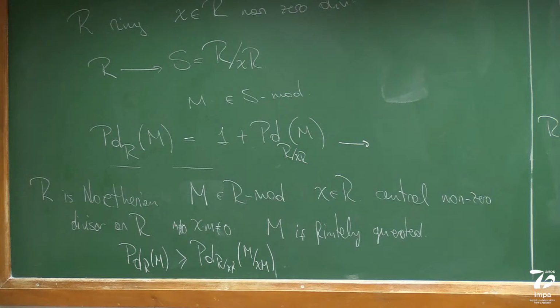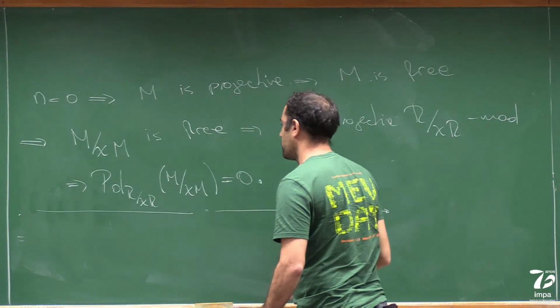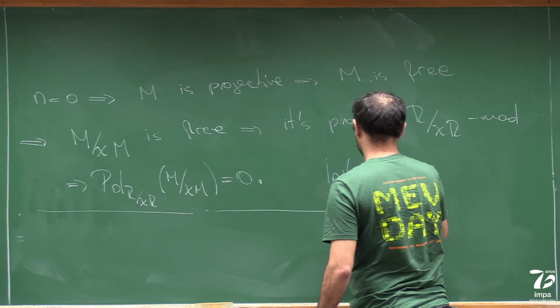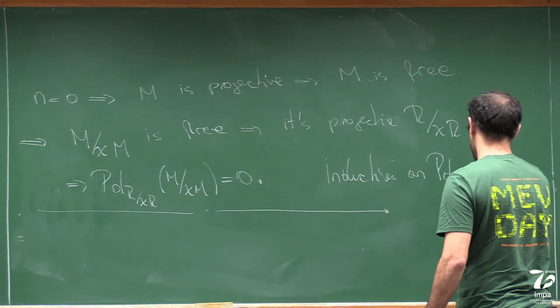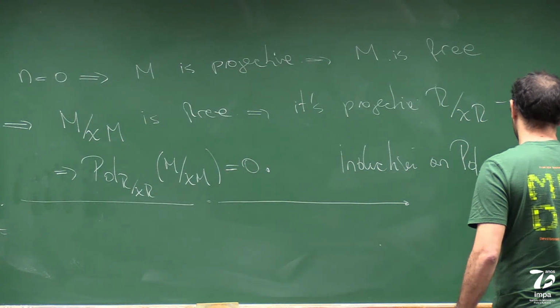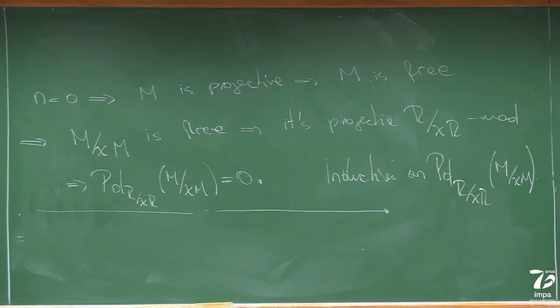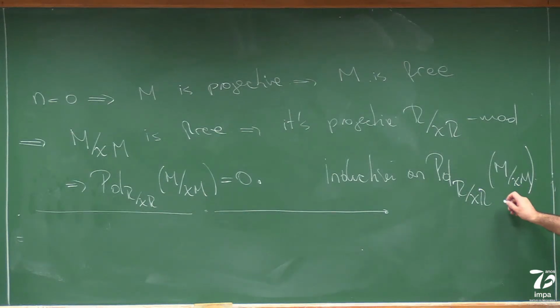So let's forget about this, which was just a stupid check of 0 is equal to 0. Let's do induction on the projective dimension over R mod xR of this M mod xM. So let's suppose that this guy is n. And let's do induction now.